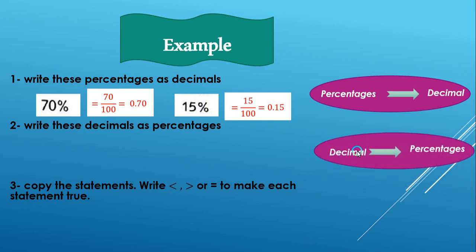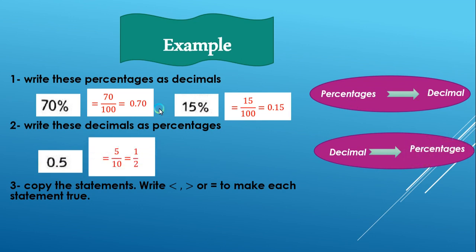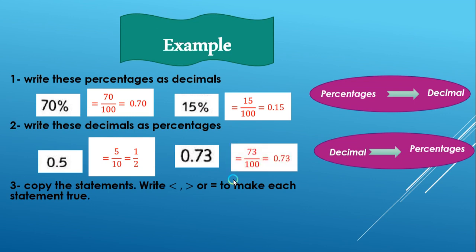So now going to the second example, decimal to percentage. Here I had percentage to decimal, I divided by 100, but from decimal to percentage, what will I do? I will multiply. So 0.73 is 73%.